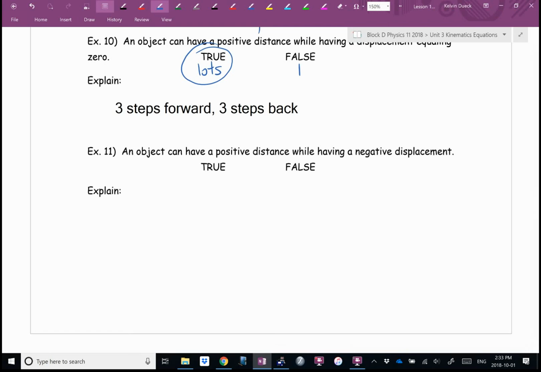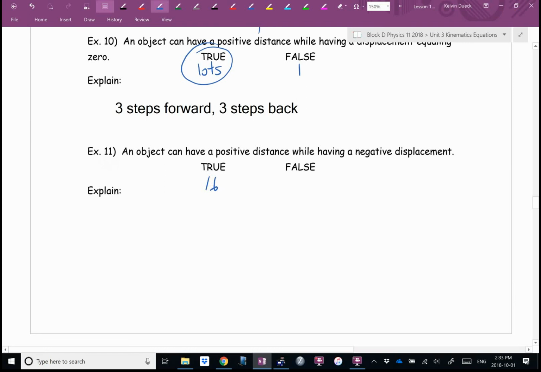Once again, we're going to vote. Once again, how high you hold your hand up is how sure you are of the answer. Positive distance and a negative displacement. Who says true, Mr. Dueck? I think that's true. Absolutely true. 1, 2, 3, 4, 5, 6, 7, 8, 9, 10, 11, 12, 13, 14, 15, and a latecomer, 16.